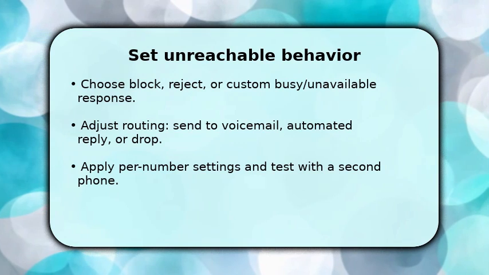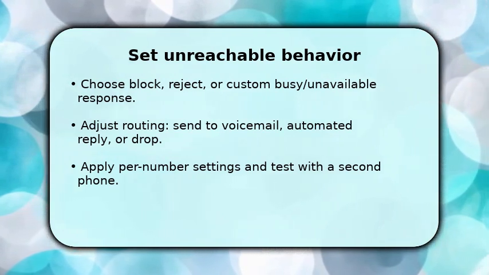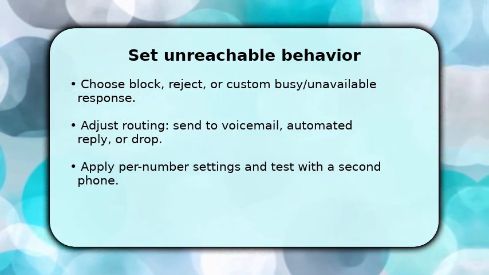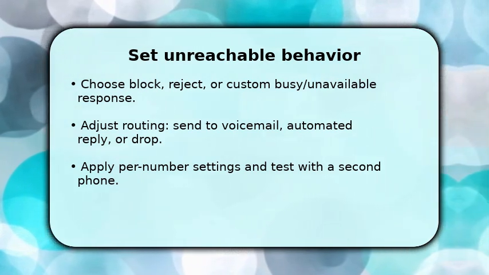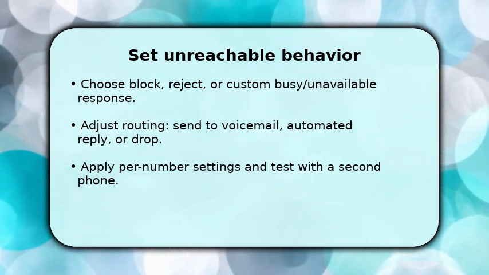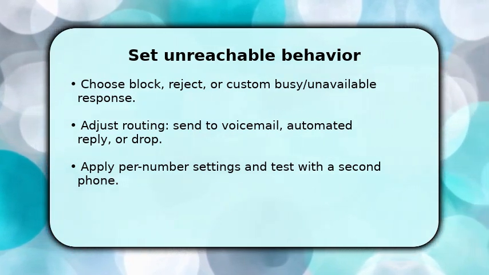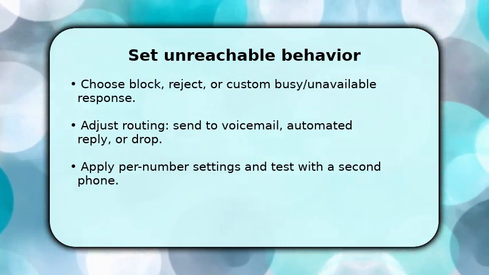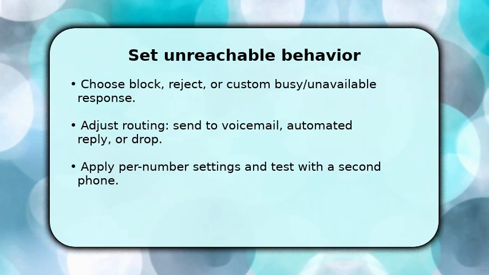Next, choose the specific behavior that makes the number appear not reachable. Block calls, reject with a busy tone, or set a custom unavailable response. Then adjust routing. Send calls to voicemail, route to an automated reply that states unreachable, or drop the call outright. Apply the configuration to that single number within your device or account settings.